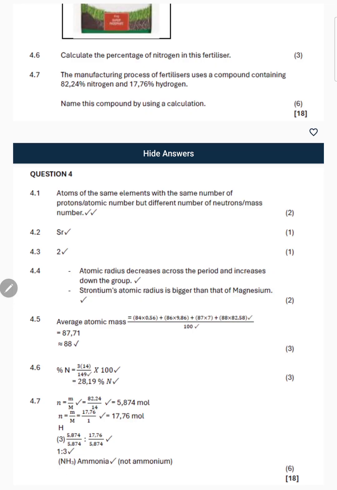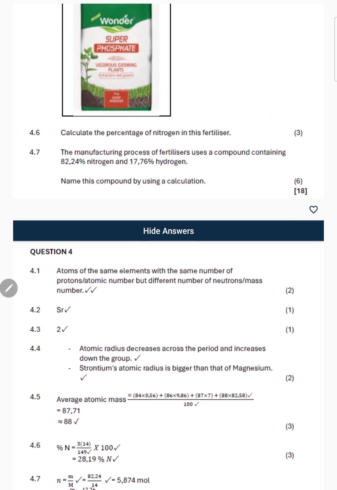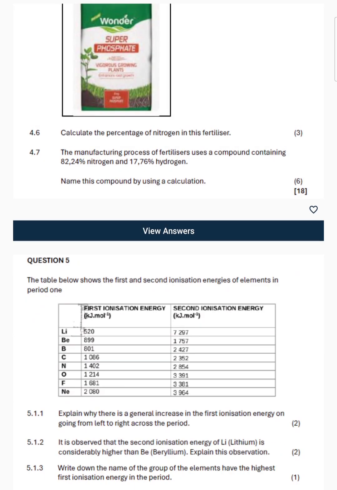So nitrogen is 1 and hydrogen is 3. That is ammonia, not ammonium, because ammonium is NH4 plus, so we don't want that. The ratio tells us 1 nitrogen to 3 hydrogens. It is not ammonium, like indicated in our memo. Okay, that was a nice question. All right.